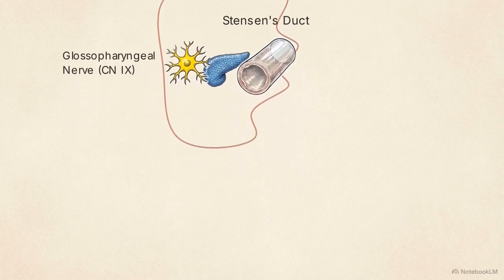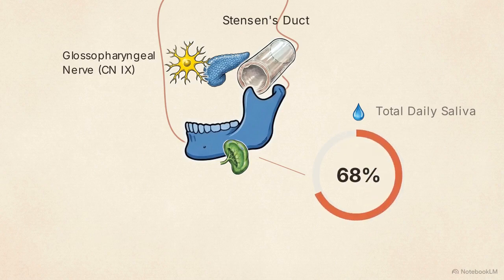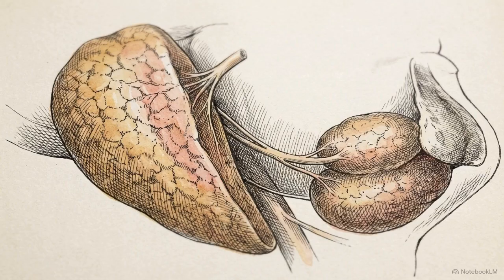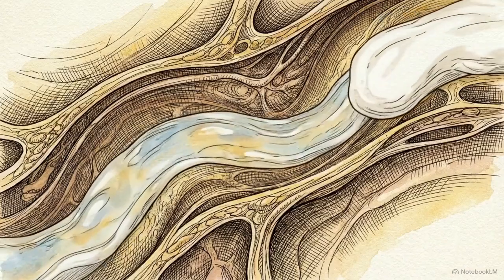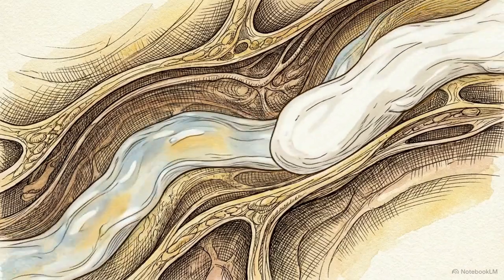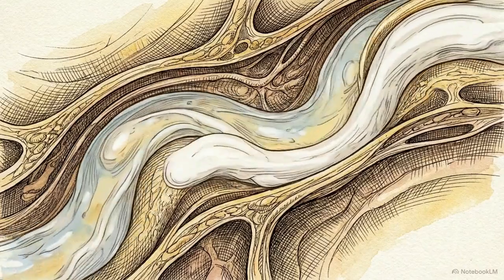Shifting focus downward on our diagram, we locate the submandibular gland, tucked directly below the mandible, or lower jaw. While it has less physical mass than the parotid, the submandibular gland is the workhorse of the system, producing 65 to 70% of total daily saliva. It also features a mixed secretory profile, meaning it produces a combination of both thin serous fluid and thick mucus.